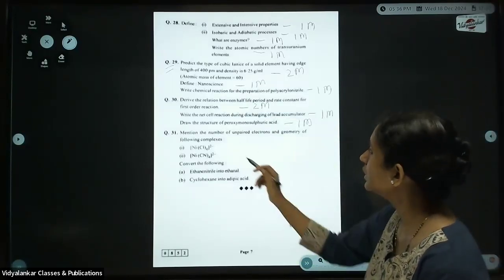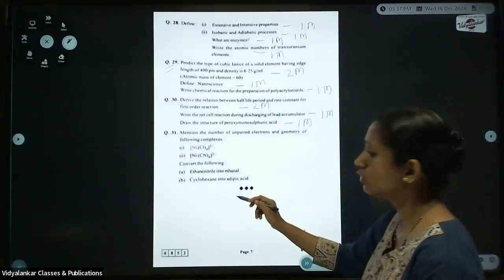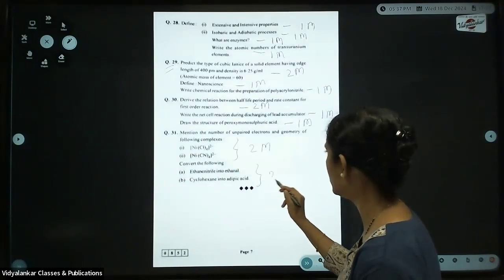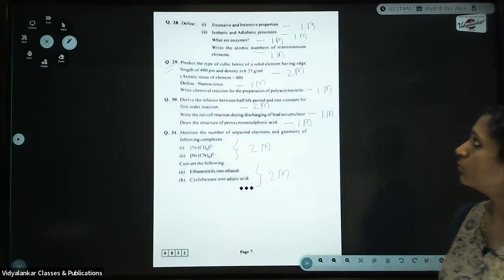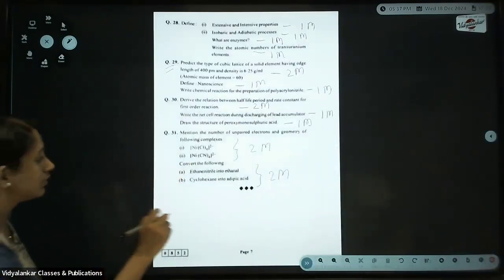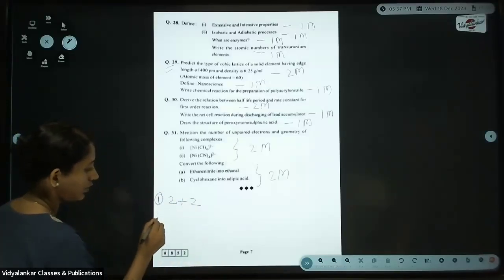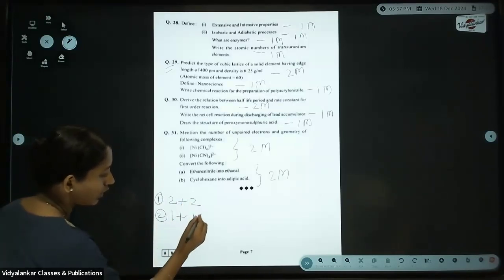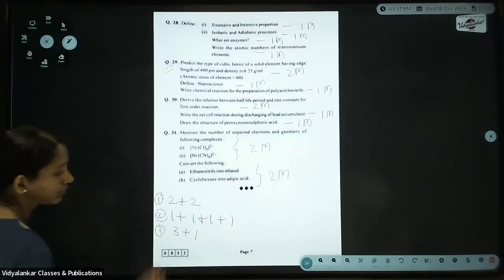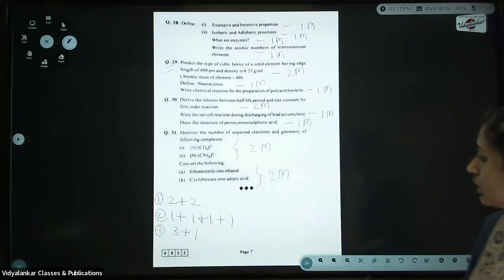And for question number 31, you are asked to write the unpaired electrons and the geometry for these 2, and 2 reactions. So this is for 2 marks and these 2 reactions for 2 marks. I hope you are understanding. So for section D, the marking distribution is: 4 can get divided as 2 plus 2. Second way, it is 1 plus 1 plus 1 plus 1. Third way, it can be 3 plus 1. So this is about your question paper.